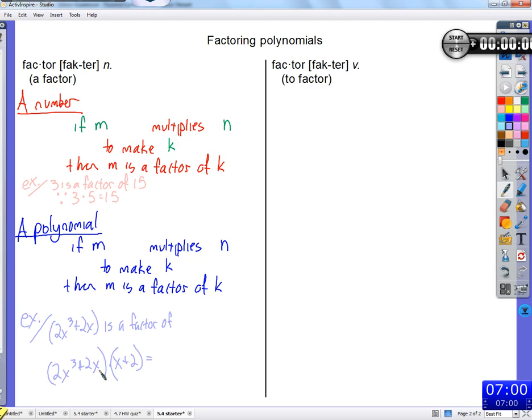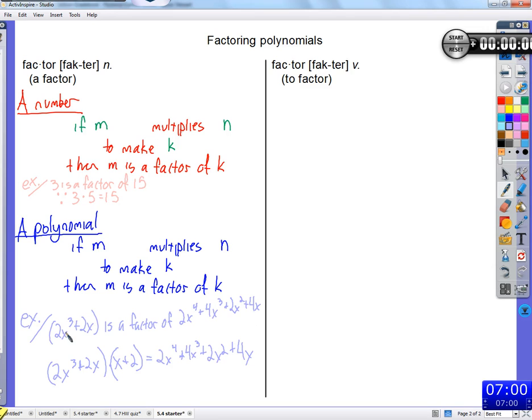We got 2x cubed plus 2x times x plus 2, so you're going to have to multiply this together. 2x cubed times x, that's going to be our biggest exponent. When we multiply the two biggest exponents in each parentheses together, we get 2x to the fourth. Then 2x cubed times 2 gives us 4x cubed. Then we got 2x squared plus 4x. Well, we multiply those together and we got this. So 2x cubed plus 2x is a factor of 2x to the fourth plus 4x cubed plus 2x squared plus 4x.